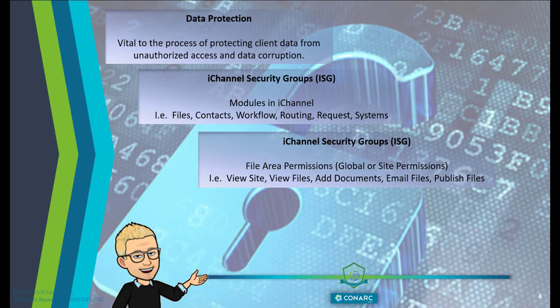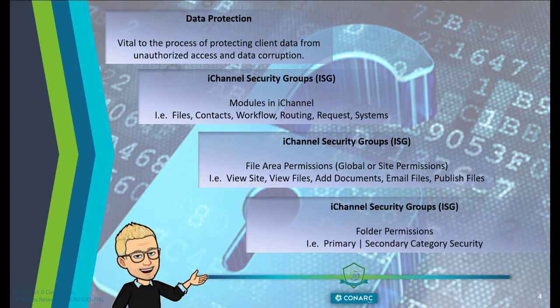With iChannel security groups, the ISGs allow for security to be set at the modules in iChannel, which would control the files, the contacts, the workflow, routing, request, and systems tabs in the iChannel banner. In addition, iChannel security groups allow for file area permissions, which can be set at the global or the site permissions. Some of the few security features that can be granted to a user are view site, view files, add a document, email files, publish files.